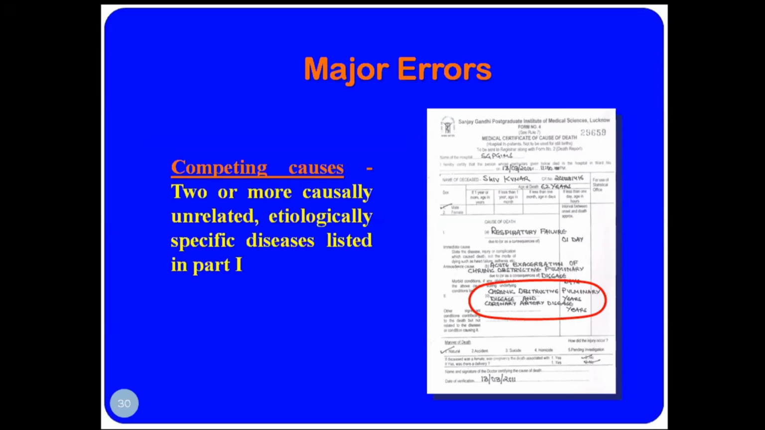So two or more causally unrelated causes should never be written in the underlying cause. You have to decide which has been the leading contributor to death.